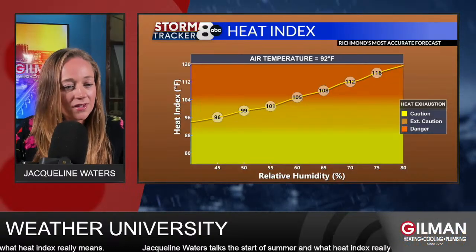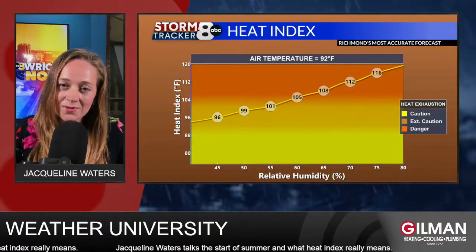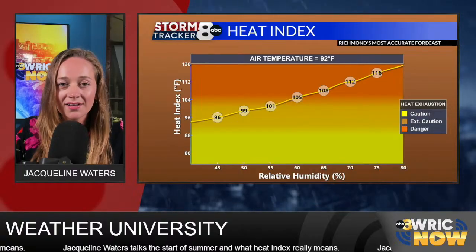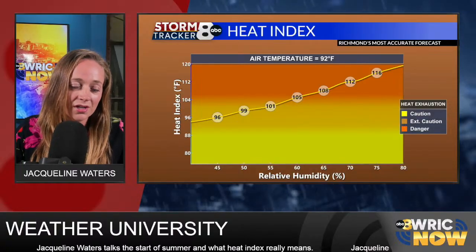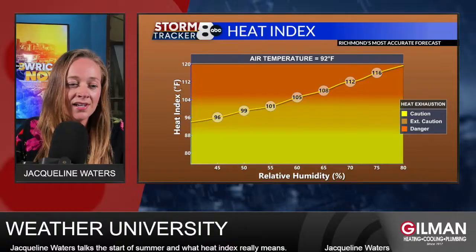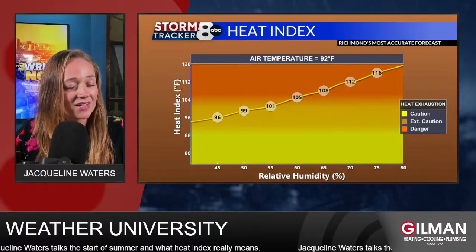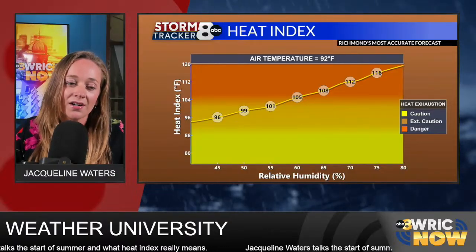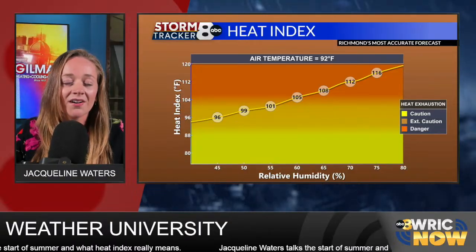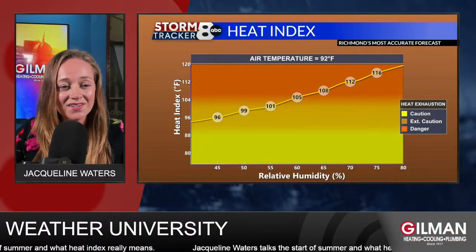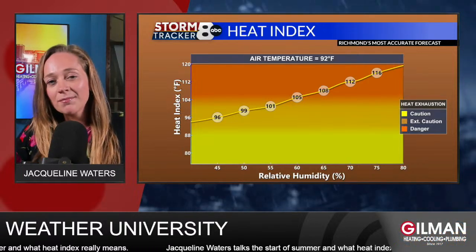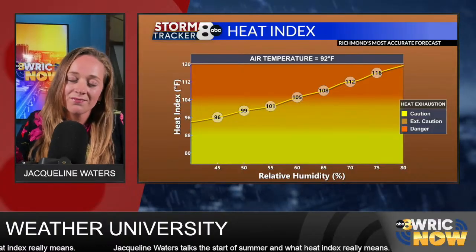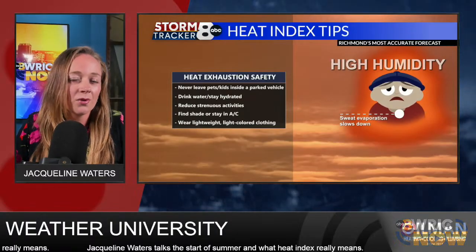So with an air temperature of 92 degrees, relative humidity at 45%, 96 degrees is what that air will actually feel like. When you increase it to 65% relative humidity, our air temperature will feel like 108. And when you increase our relative humidity to 75%, our air will feel like 116 degrees. So our air temperature is what we forecast our temperatures to be, but that heat index value is really what it will feel like to you.